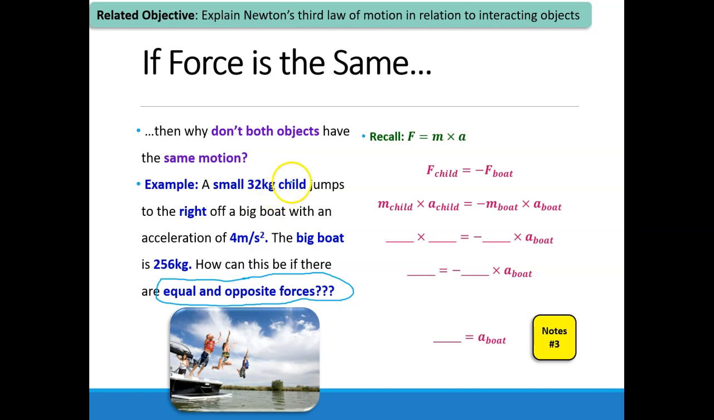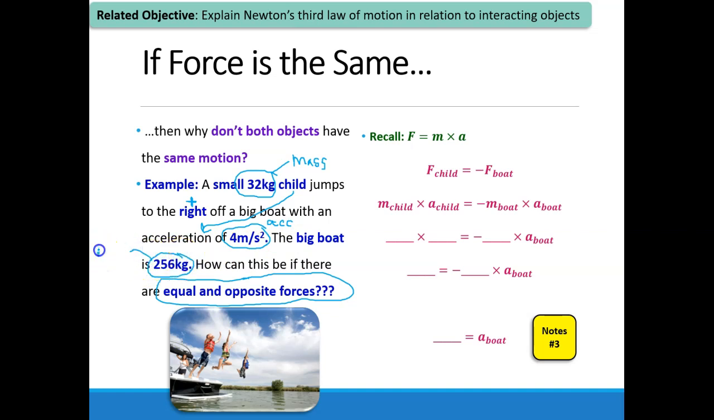So here's the thing. Let's go ahead and actually do a little bit of math here to prove this to ourselves. So in this case, we have a small 32 kilogram child, which I'm going to annotate: 32 kilograms. Kilograms tells me that this is the mass of our child. And they jump off to the right. The right is going to be the positive direction, off of a big boat with an acceleration of 4 meters per second squared. So the child has this acceleration. So I want to specify that the child's acceleration is 4 meters per second squared. So meters per second squared, again, this is an acceleration. Okay. Now the big boat, on the other hand, is 256 kilograms. Again, kilograms being a mass.